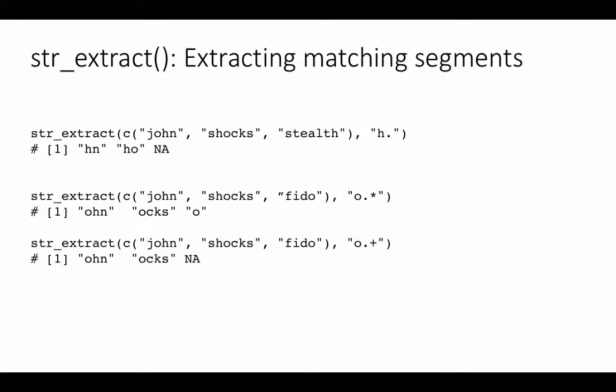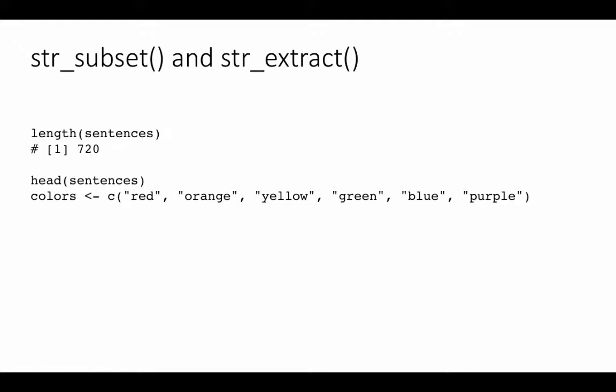So obviously, to do this, we want to use str_subset. That is the subset of the sentences in which some color word occurs. And then we want to extract all the colors. So we are seeing a combination of use of str_subset and str_extract. Sentences, as I have already pointed out, is the vector which contains a whole bunch of sentences for us to practice on. There are 720 sentences, and you can look at the first 10 sentences by doing head of sentences.